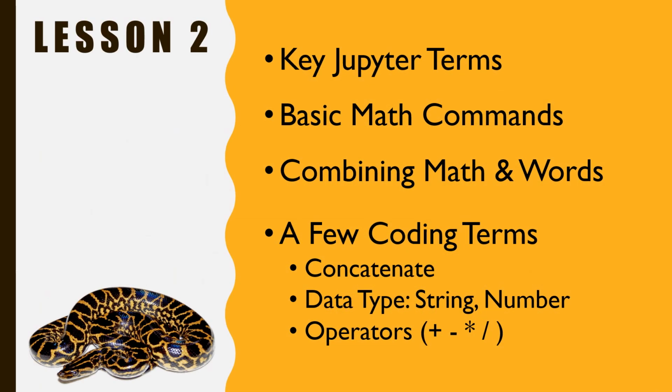So that wraps up lesson 2. Remember, we started with some key Jupyter terms: notebook, cell, active cell, index, output, those terms. Then we ran some basic math commands. Then we combined math and words together in some commands. And through that, we learned some coding terms, like concatenate means to combine. And we learned about data types like string and number. And then we learned that all the math symbols are called operators.